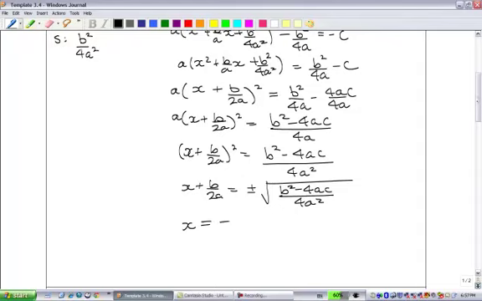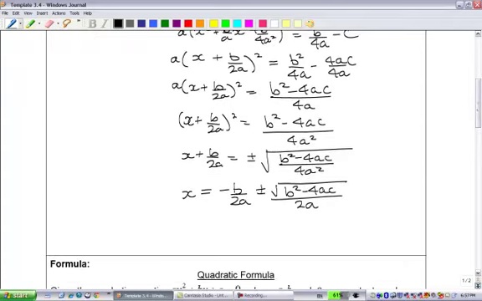So let's subtract b over 2a to isolate for x. We're going to have plus or minus the square root of b squared minus 4ac. And what I can do with that denominator of 4a squared is take it out of the root by square rooting both pieces, and we're left with 2a, which is actually a little bit lucky because that's already a nice common denominator for us. So we have negative b plus or minus the square root of b squared minus 4ac, and that is dividing by 2a.